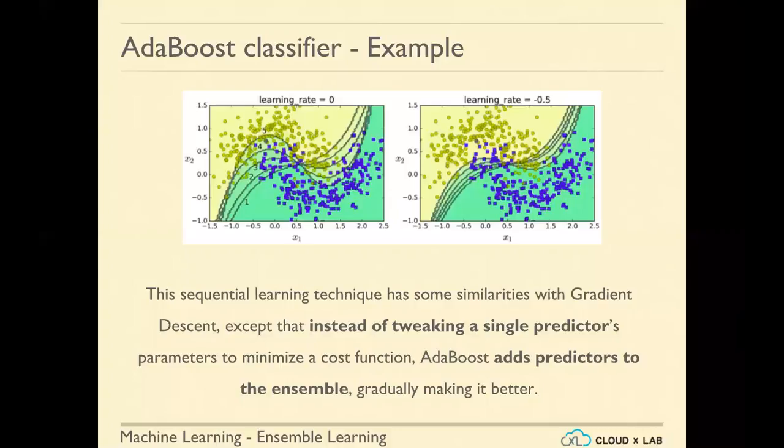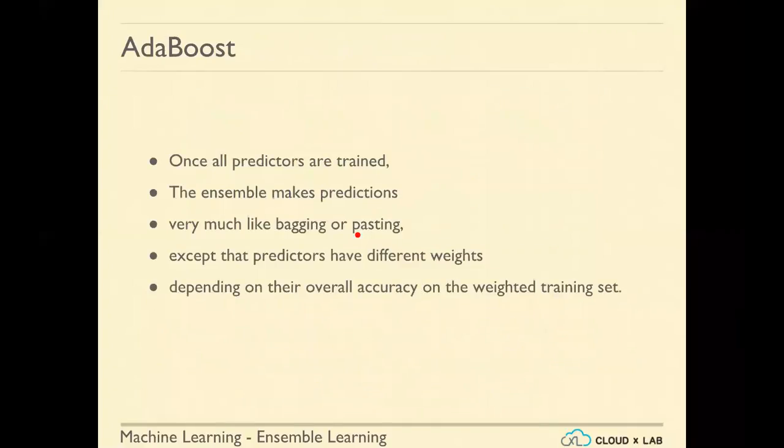Here, we are improving after one predictor has finished the job. AdaBoost adds predictors to the ensemble and keeps on making it better. Once all predictors are trained, the ensemble makes predictions very much like bagging or pasting, except that predictors have different weights, depending on the overall accuracy on the weighted training set.